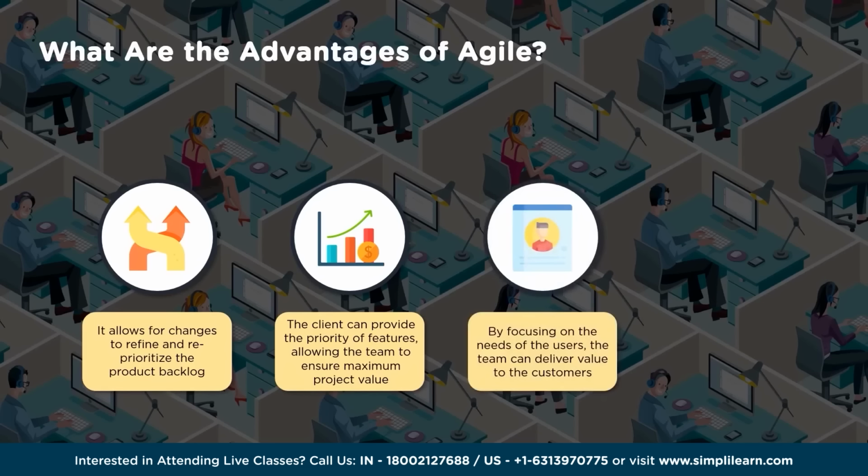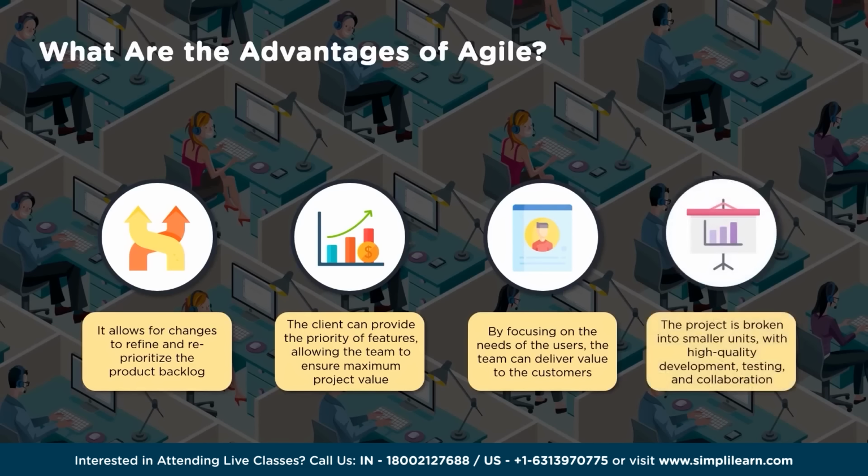So users are involved more often. So the user pulse is understood, what the user requires is clearly understood. So delivering that value to the customer will become easier and simpler. Then the project is broken into smaller units with high quality development, testing and collaboration because you have that flexibility. Since you have better visibility, you are able to do this and you move one by one, iteration by iteration, you progress further. So those were the advantages of adopting Agile. Now, keeping that Agile manifesto and 12 principles of the manifesto in mind.